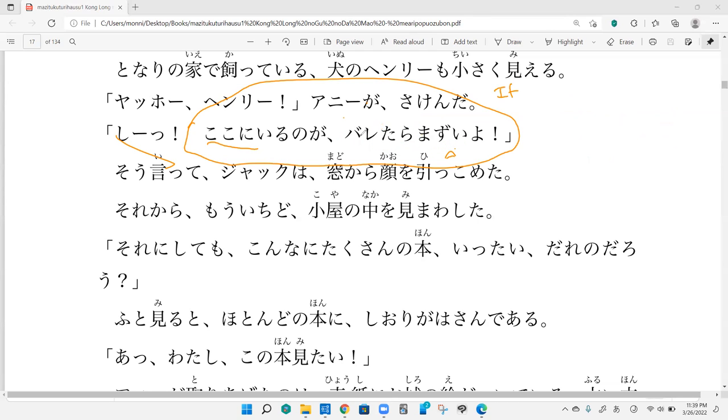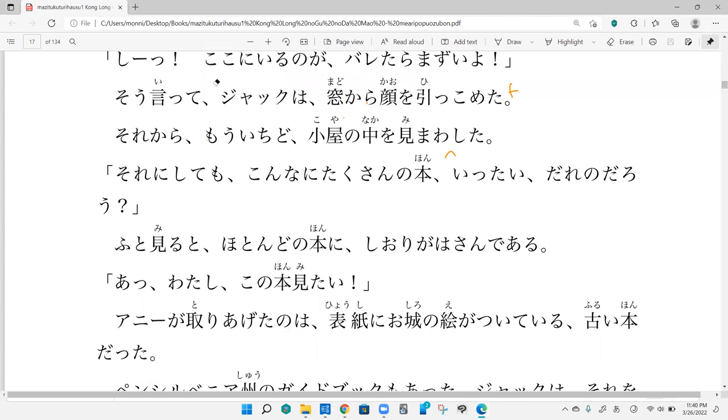So then the thing that they'd be caught red-handed doing is the ここにいる. So just being there. Yep. We'll be found out that we are here, and that would be bad, because we don't know whose house this is or whatever. We're trespassing. Next is this guy.